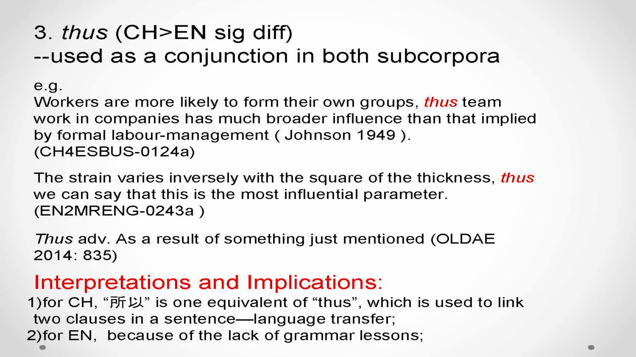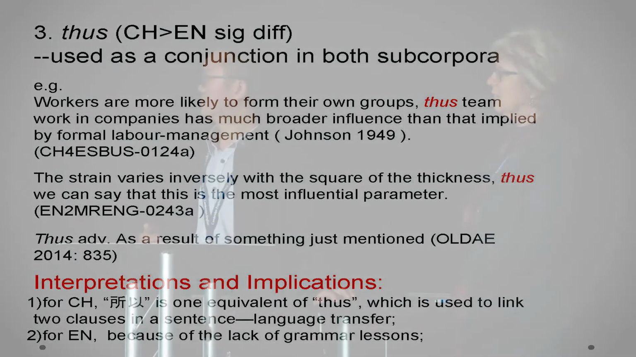Actually, according to the Oxford Learner's Dictionary of Academic English, we can see the part of speech of thus is adverb. For Chinese students, I think the equivalent 所以 is one equivalent of thus, which is used to link two clauses in a sentence. So there might be language transfer for Chinese students. For English students, there might be lack of grammar lessons. Next item is while.